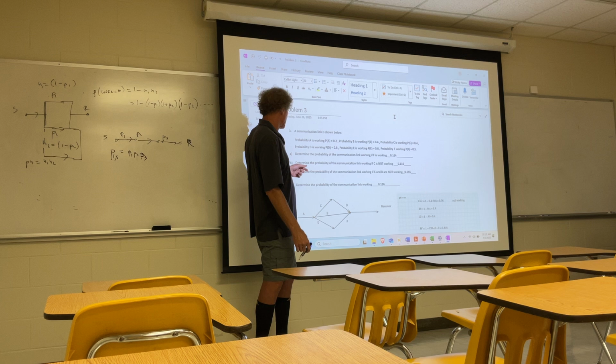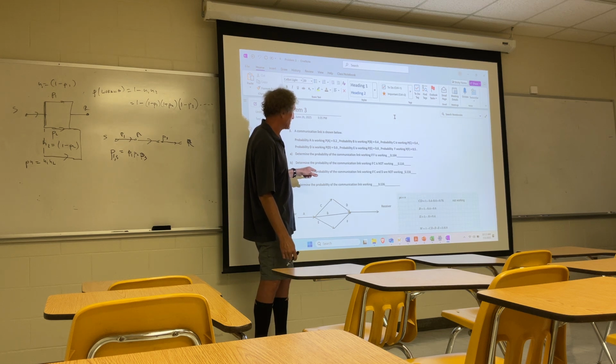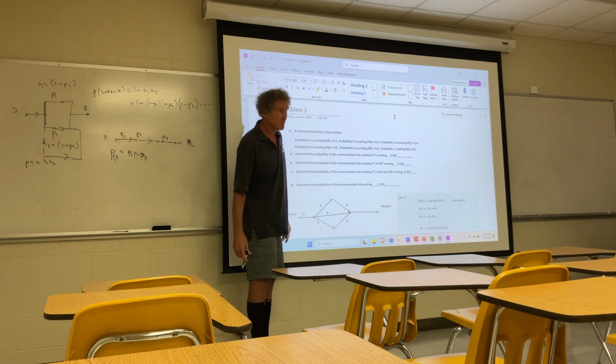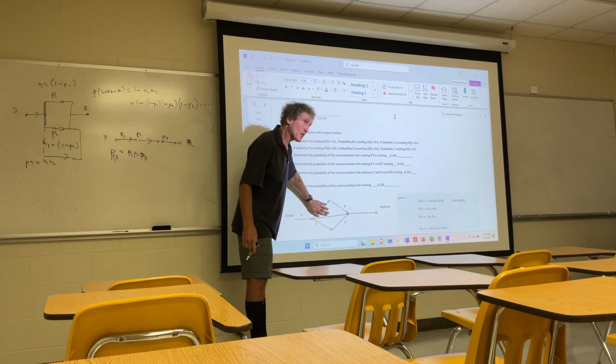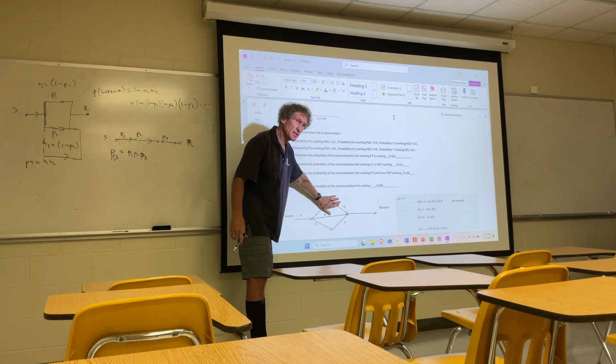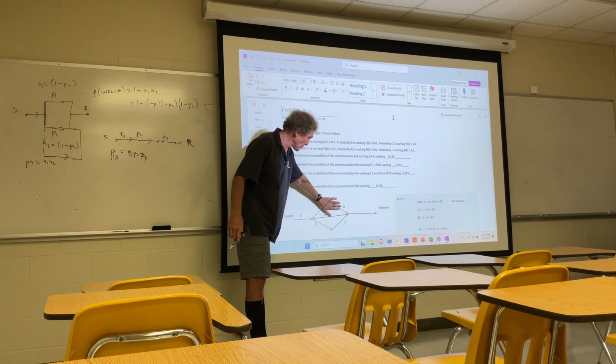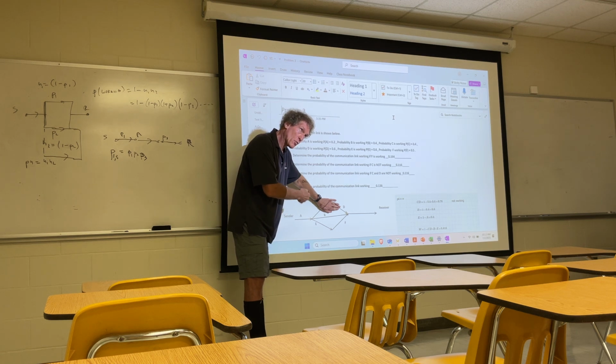So the next part is determine the probability of the communication link working if C is not working. This is the one I should have mentioned first. C is not working, doesn't matter about D. You all see this, class? This whole top link's taken out. All right, if C is not working, then it's just the probability of B there, or 1 minus the probability of B of the middle link working, right? And then it'd be 1 minus the probability of PE, PF at the lower link not working.